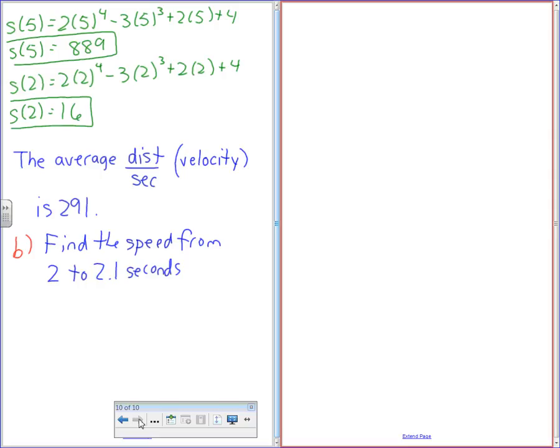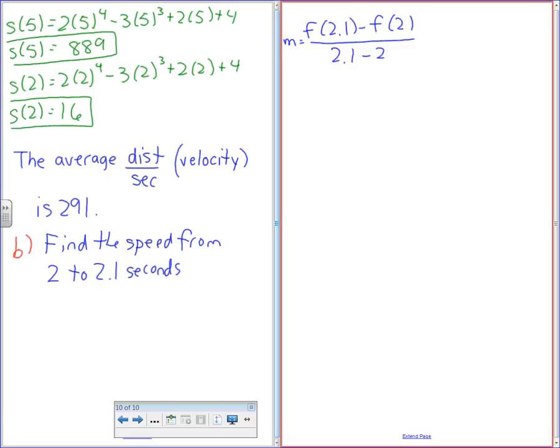Yeah. So we've got to do f of 2.1 minus f of 2, all over 2.1 minus 2. Now before you say yuck, this is yucky. This is advanced functions, which is yucky. No offense, because you guys are taking the course. But the way to do this is not elegant.